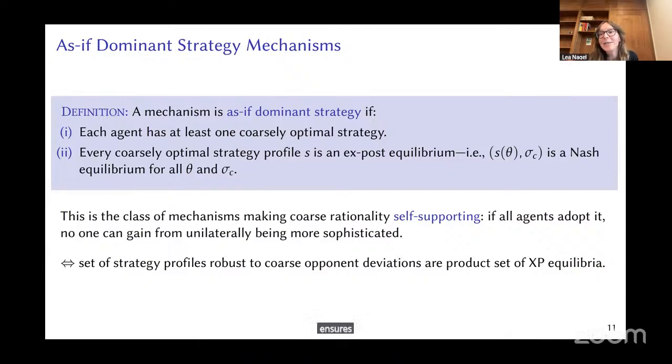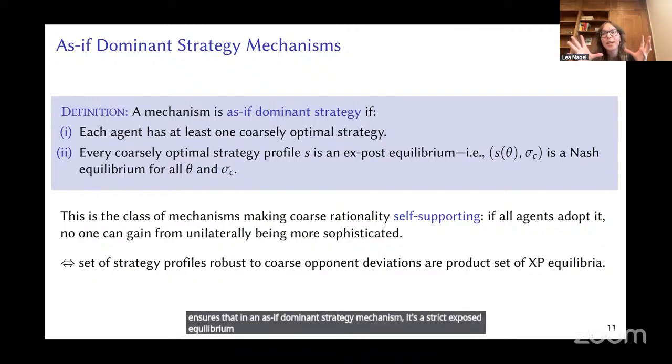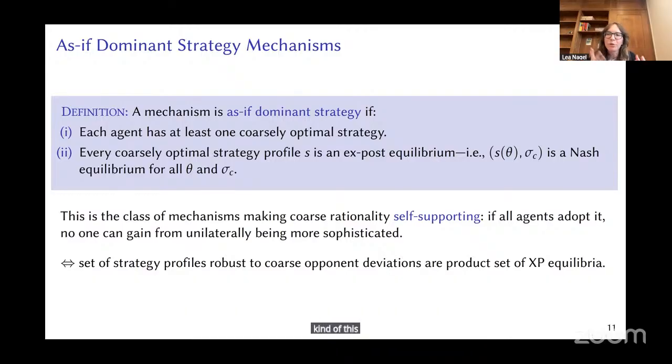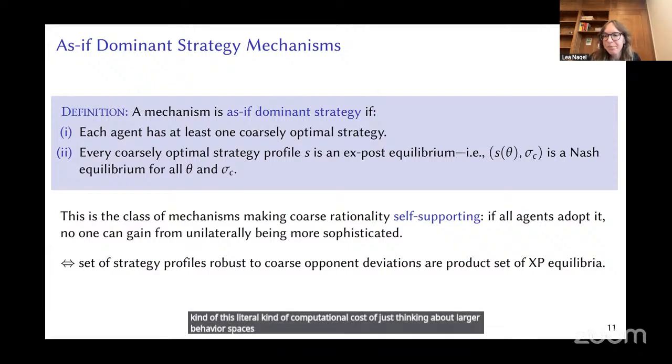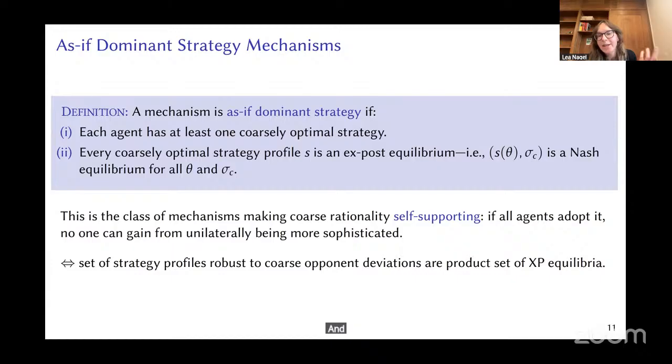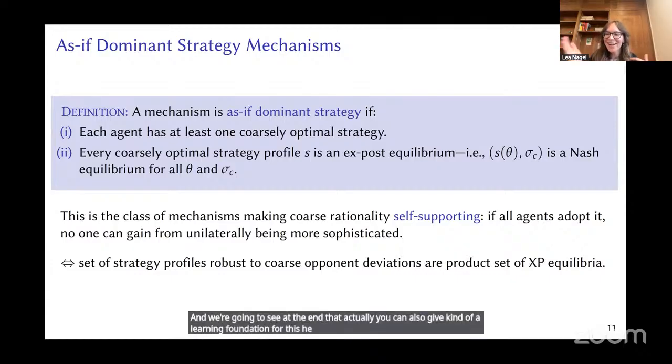it ensures that in an as if dominant strategy mechanism, it's a strict exposed equilibrium for all of us to just think about the smallest set of behaviors for the others, in the sense that we just think about the coarse behaviors of the others. So there is a micro foundation that exactly relies on this literal computational cost of thinking about larger behavior spaces. And we're going to see at the end that you can also give a learning foundation for this heuristic as well. And then you can pick in your setting what you think is the most reasonable way for this to emerge.